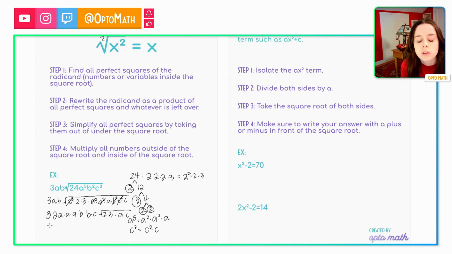So our final step is to multiply all these together. 2 times 3 is 6, and then we have 3 a's, so it's a cubed, 2 b's, so it's b squared, and then our c, and the square root of 6ac.